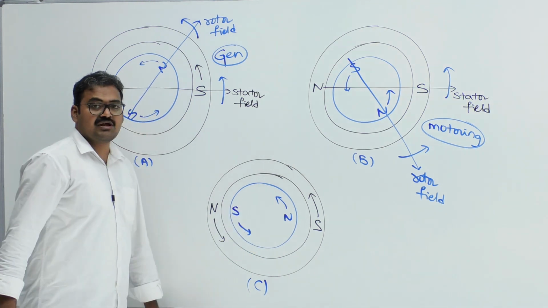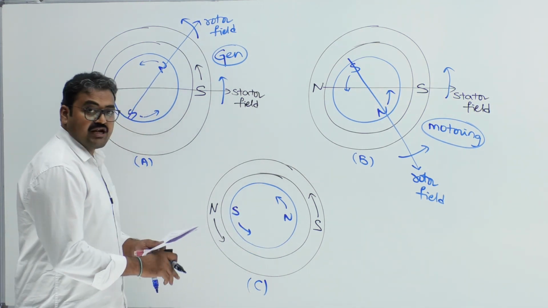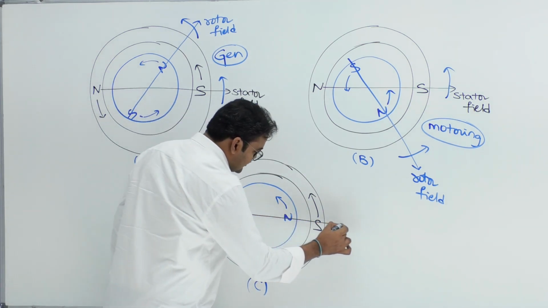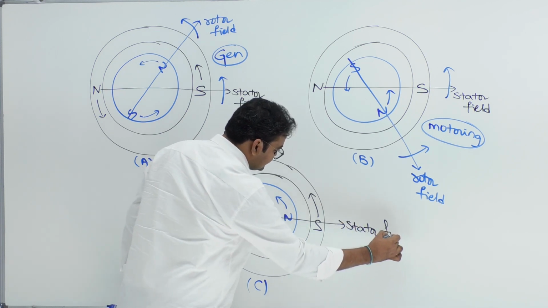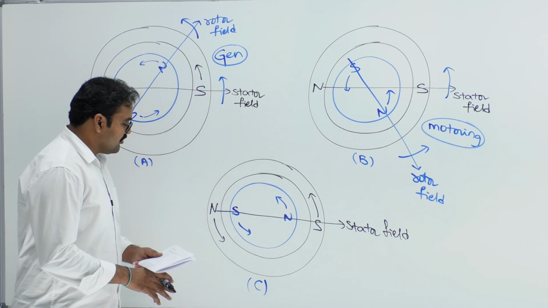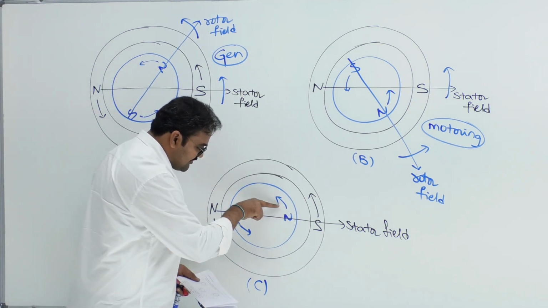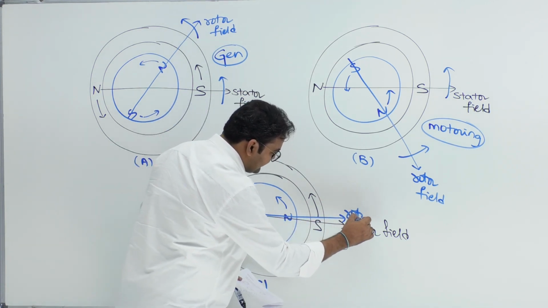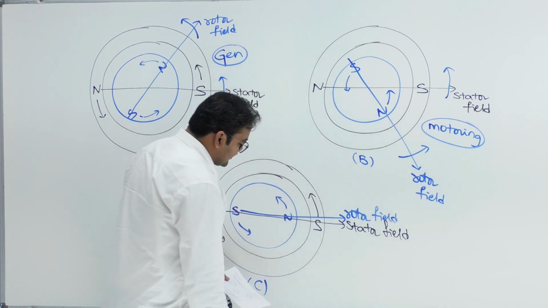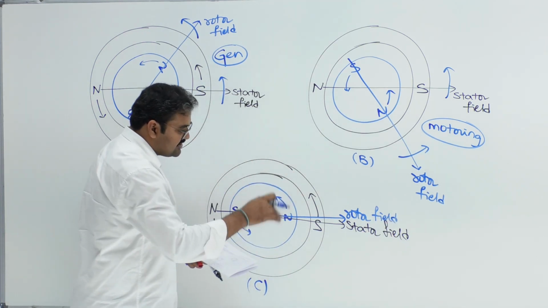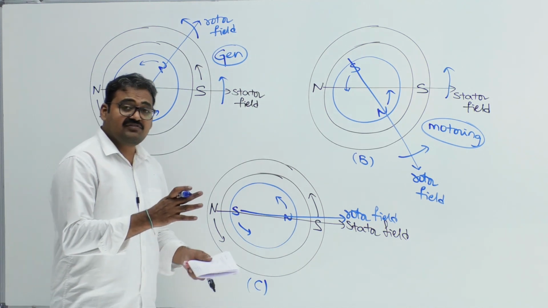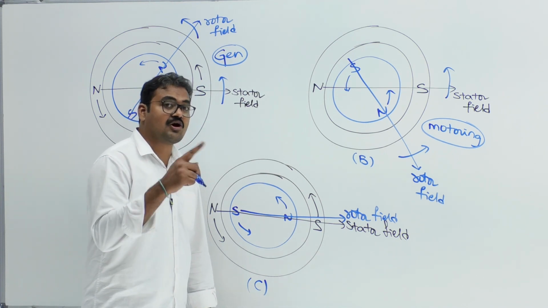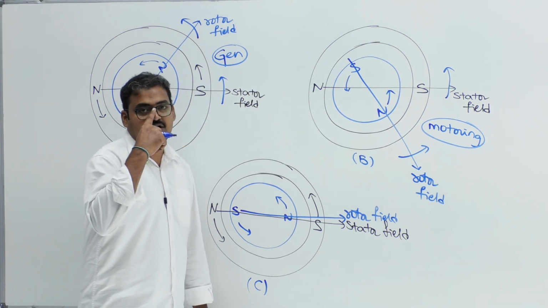Next, come to machine number C. Once again, stator two poles are there, north and south. North will emit the flux to the air gap. This is the direction of stator field. Coming to the rotor, rotor also has two poles, south and north, on the same line. North will always emit the flux. Therefore, this is the rotor field. So, what is your understanding here? Stator field and rotor field are in phase with each other. If both are in phase, the machine is neither a generator nor a motor. That is called the floating condition.